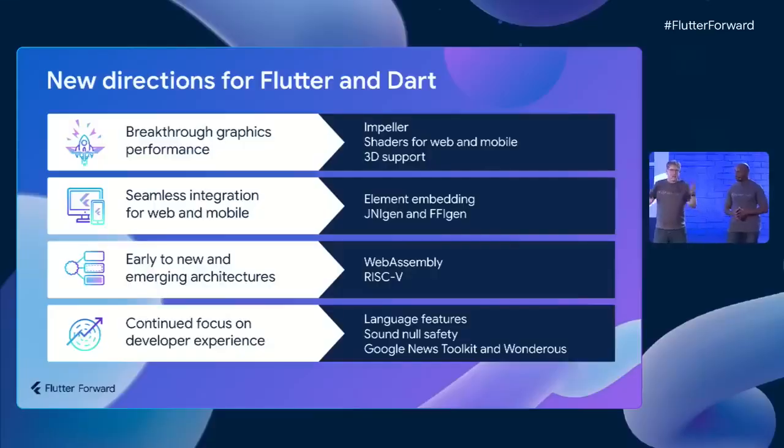As we talk a little bit about the kinds of things that we're working on, I want to just summarize the 4 themes that we talked about earlier on. We talked about really high performance graphics. We talked about how we're working on expanding Flutter to different directions. We've talked about new architectures that we're supporting. We've talked about how we integrate seamlessly between web and mobile. And we've talked about our focus on the developer experience. So this slide kind of summarizes all of the different things that we've been working on.